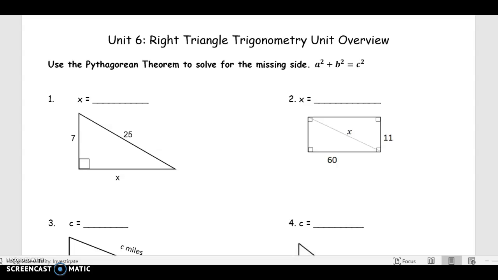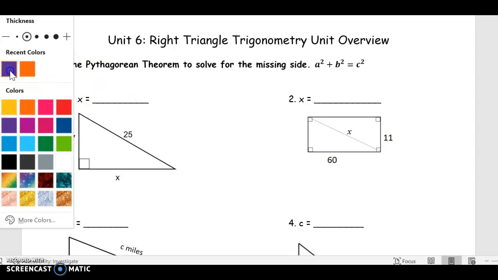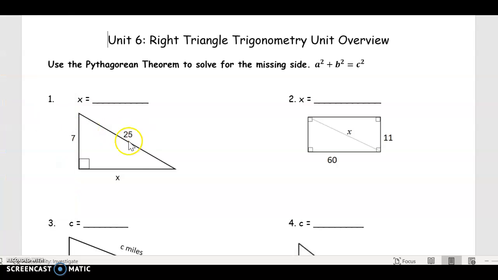What we've got here is a situation where we have a missing side. In the first case, our missing side is x. In the second case, it's also x, but in the first case, this is a leg. Oh, that's some good handwriting. In this case, it's a hypotenuse. Okay?